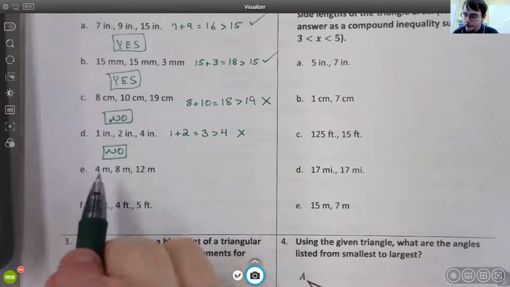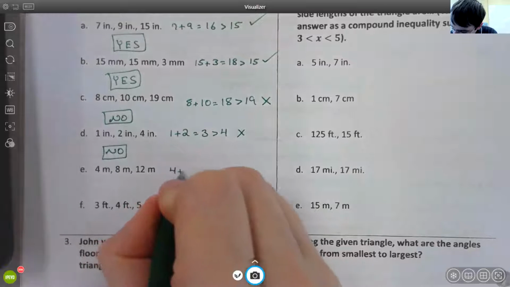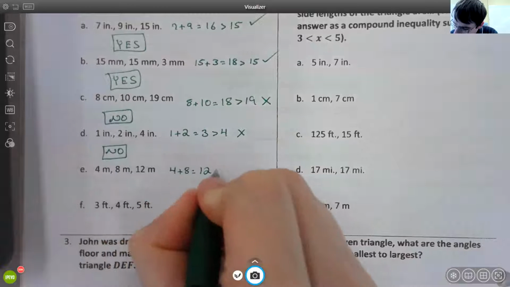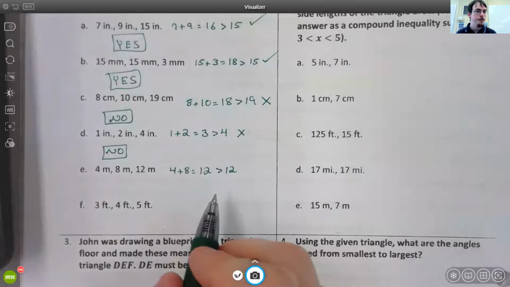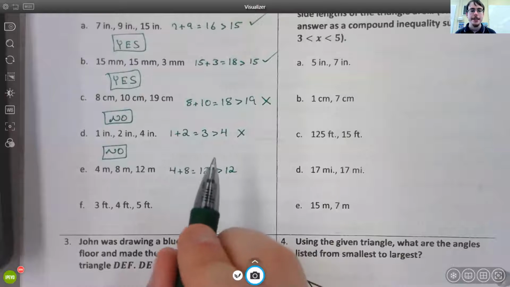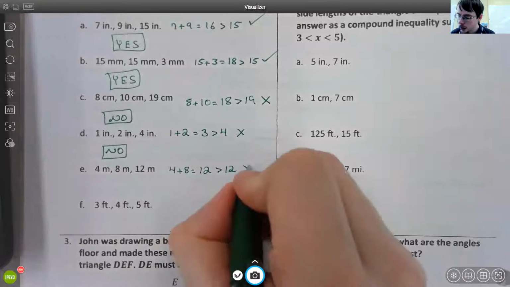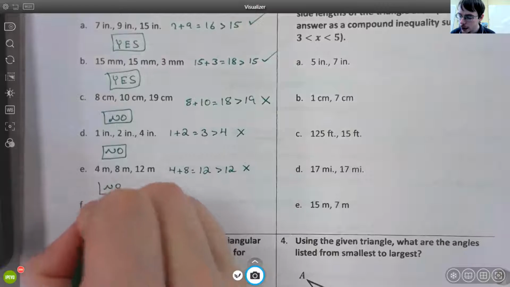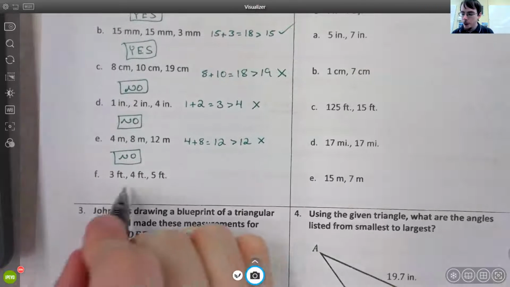E, we have 4, 8, and 12. 4 and 8 are our short sides, so 4 plus 8 is 12. Now, is 12 greater than 12? No. 12 is not greater than 12. It's equal to, but something being equal to is not greater. So this is not true. So this is not a triangle.